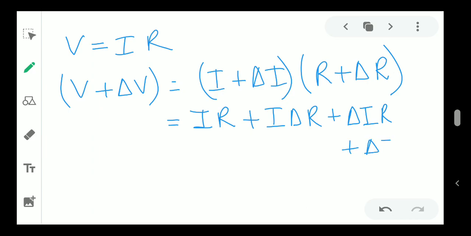plus delta I delta R, and this is my delta V.